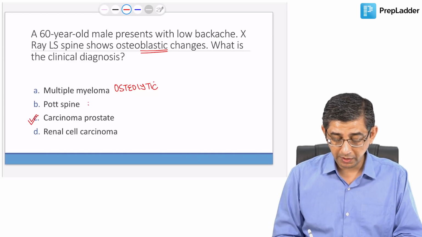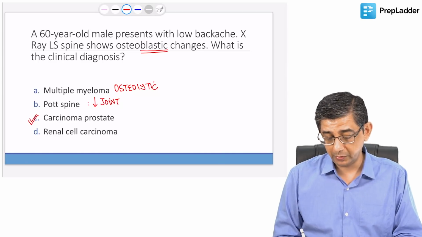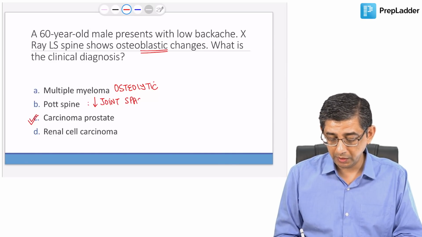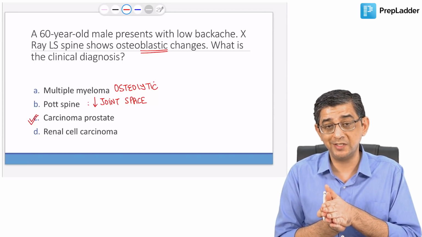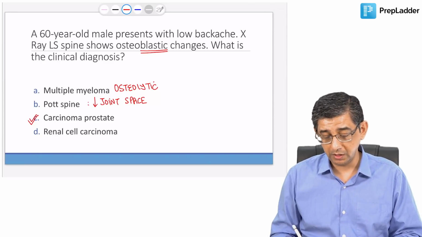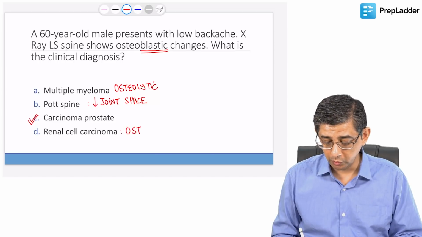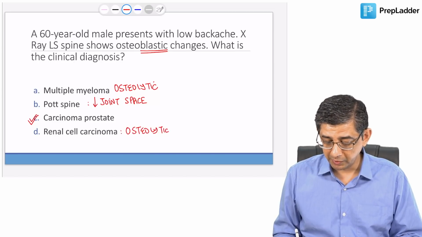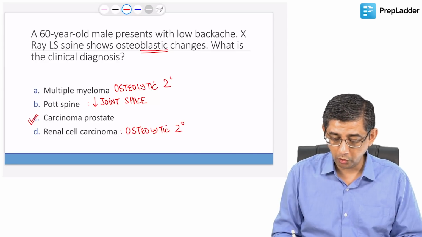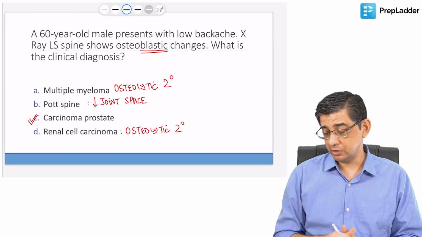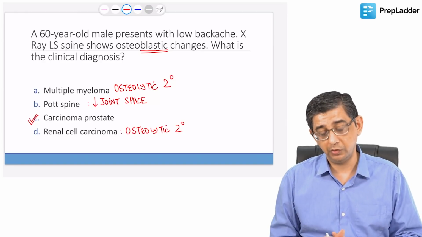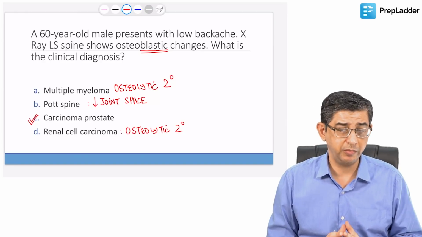Pott spine will result in reduction in the joint space and vertebral destruction also, but mainly the presentation of Pott spine would be a decrease in the actual height of the person, because the space between the joints tends to reduce. And renal cell carcinoma again produces osteolytic secondaries. In this particular question, there are two options where osteolytic secondaries are present, option A and option D. And because the question was saying osteoblastic, that is why the answer is carcinoma prostate, or can be breast cancer also.